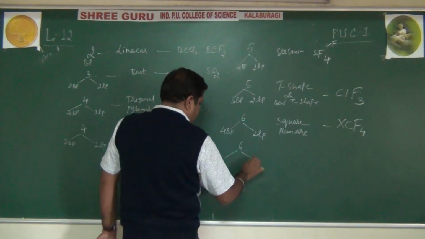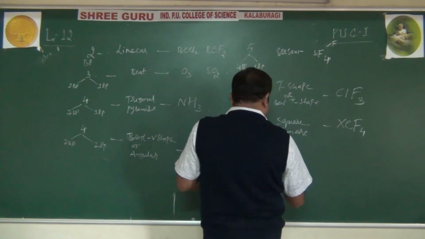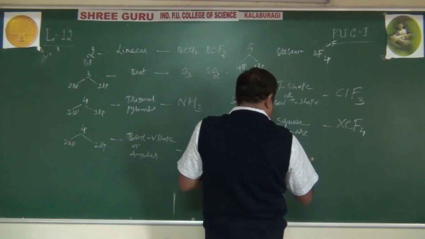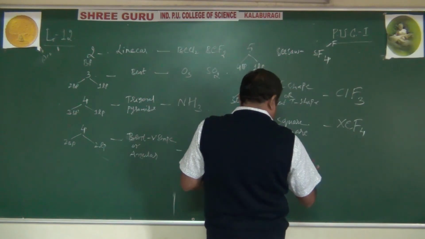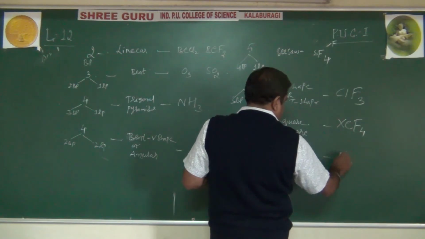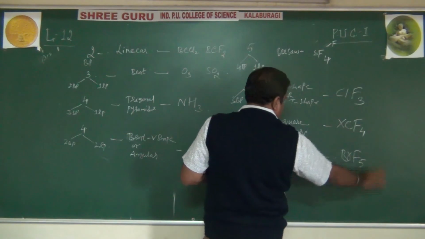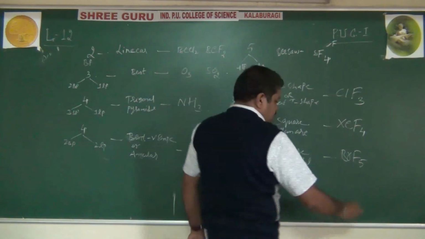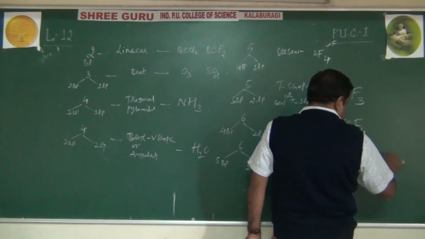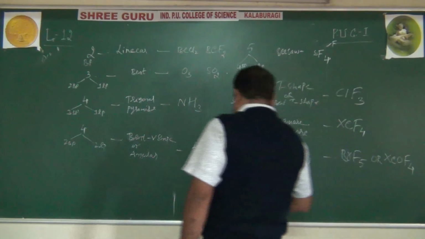6 only, 5 bonding pairs, 1 lone pair. Now then it is a square pyramid. Square pyramid, that is BrF5, or also you can tell XeOF4, xenon oxytetrafluoride. Best example.